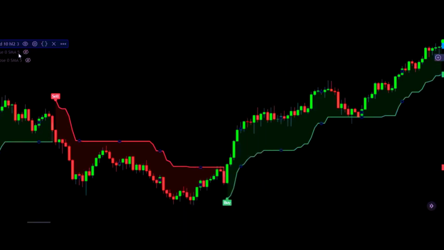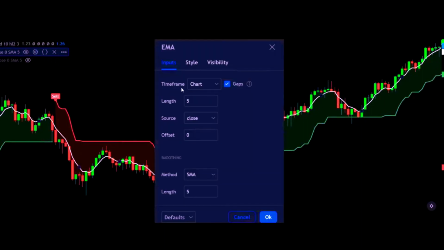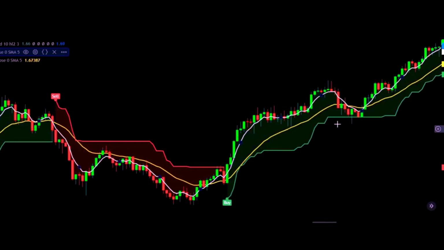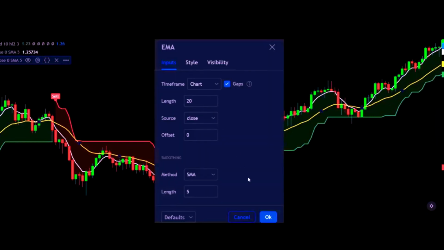Our second indicator will be exponential moving average of length 5. What you are seeing right now is the line of white color. This is the exponential moving average of 5 periods. The third indicator would be the exponential moving average whose length would be 20. The yellow color line you see on the chart is this 20-period exponential moving average line.